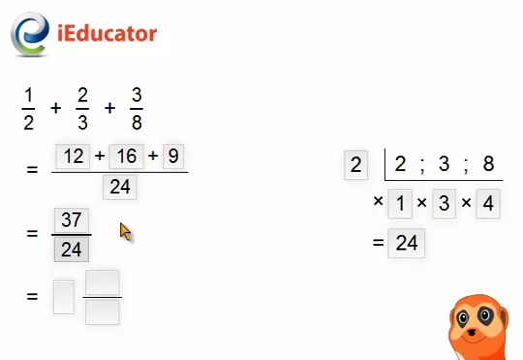This is an improper fraction, so 24 can go into 37 once. And 37 minus 24, well, 7 minus 4 equals 3. And 3 minus 2 equals 1. So this leaves me with 13 over 24. Can't reduce further, so our answer is 1 and 13 over 24.